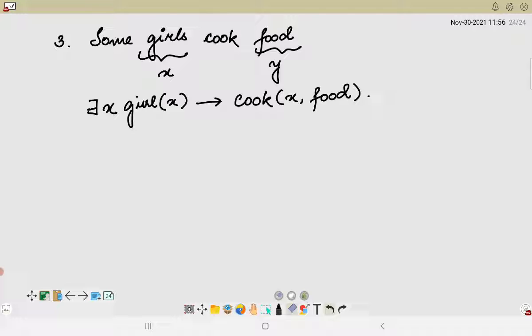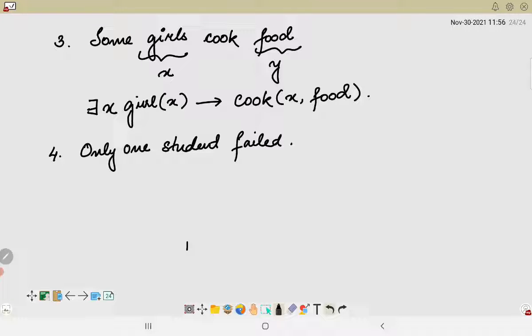Okay, now let's say we have a little complicated statement. Okay, what is that complicated statement that we will be handling, right? So suppose, let us consider the last example. Okay, only one student failed in science. Okay, now how would we represent this using predicate logic, or how we would represent this using logic?